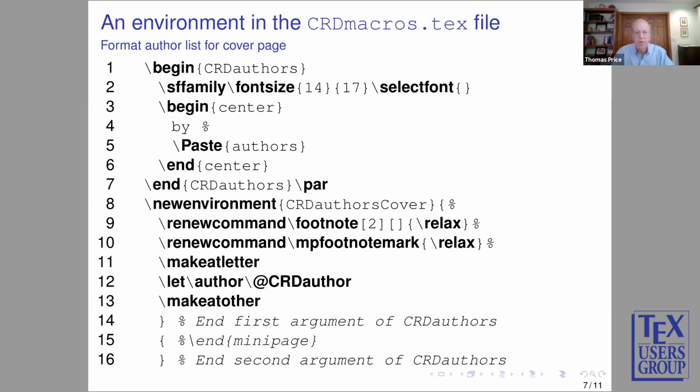Okay, in the CRD macros file, I have an environment called CRD Authors. This basically formats the authors for the cover page. Remember that the cover page is the one that does not contain author affiliations. First, if you look at line 5, see that paste command? That paste command just pastes the author list, the information that the authors filled out, those fields they populated, right here.